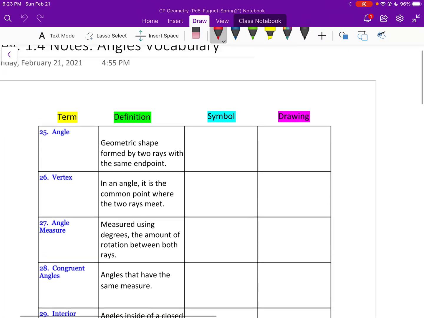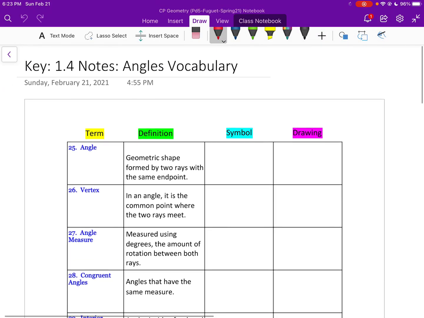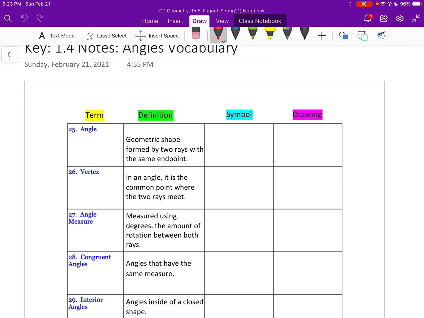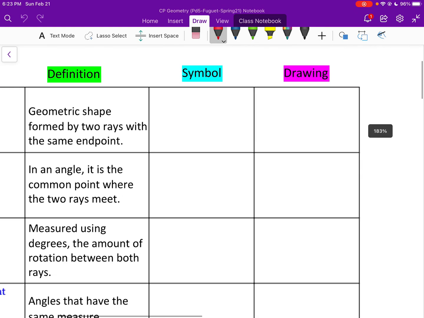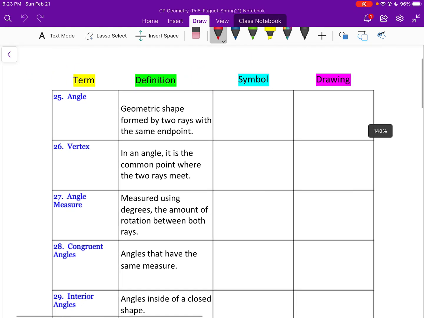Hey guys, so in this video, we're going to be going through some important vocabulary terms pertaining to angles. So you should have this page in your OneNote. The definitions are already in there for you, so there's not too much that you have to type. We're going to focus mostly on, again, just kind of discussing the definitions and then looking at the symbols and drawings for each of these.